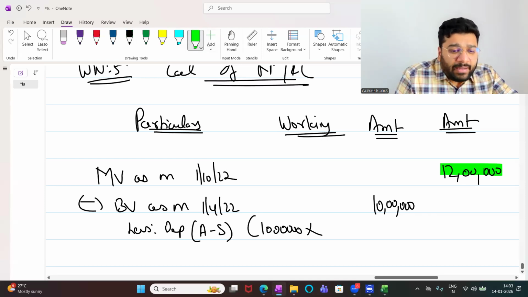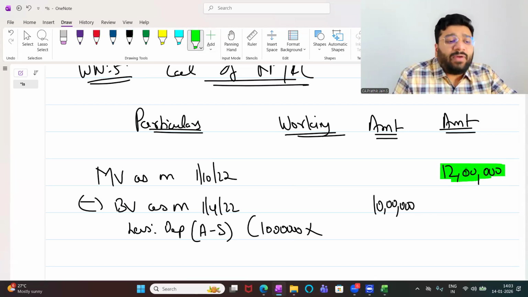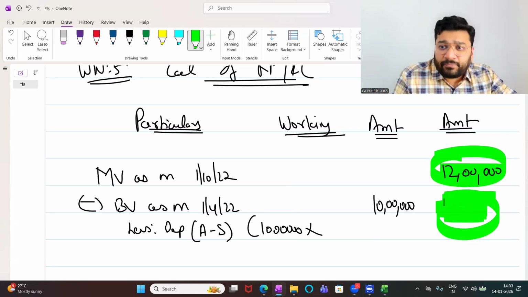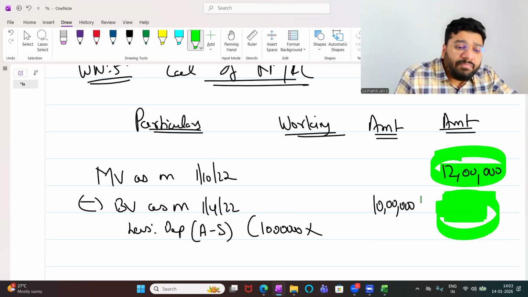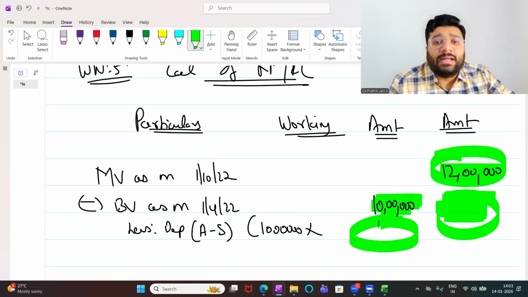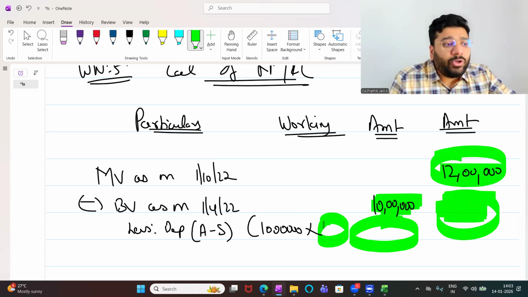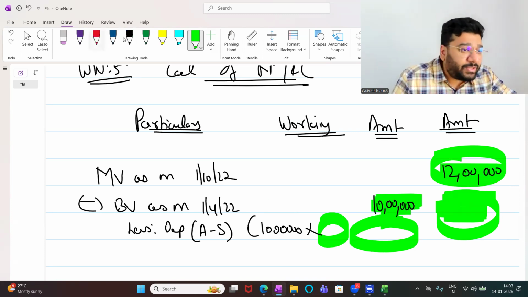I'm trying to compare the market value of the building on 1/10/22, the date of acquisition, with the book value on the date of acquisition. Market value is there, but I don't have the book value. But I have the book value at the beginning of the year. If I minus 6 months of depreciation, I'll get the book value as on the date of acquisition. To get the depreciation, I need the rate. Rate is not given. So next I'm going to do working note number 6 to find out the depreciation. Any problem?